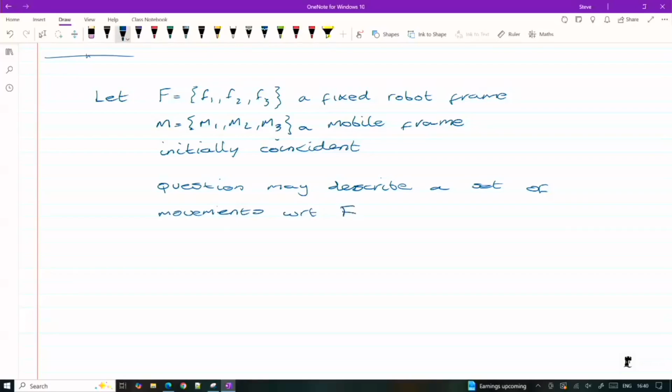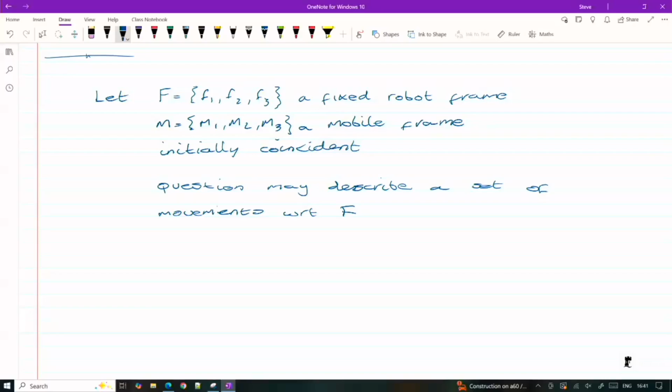So that set of movements, the first 2 translations, were with respect to the fixed base frame. Okay? And the rotations could be with respect to the fixed base frame, or they could be with respect to the mobile frame itself. So make sure you read the question carefully to work out what you're actually rotating around. Okay? A question could ask you for a series of sketches to show each of those operations. So initially coincident, then you move along one axis, move along another axis, and then rotate. So you might have to draw that out.